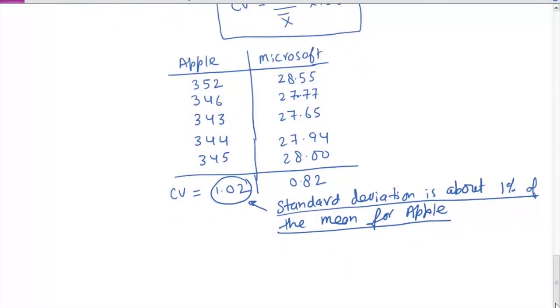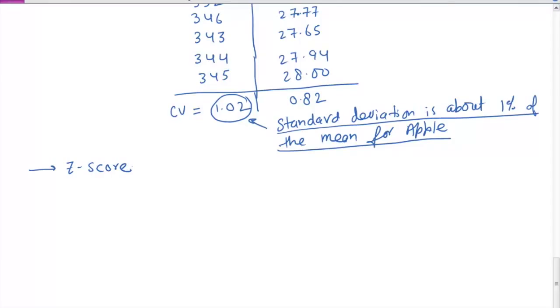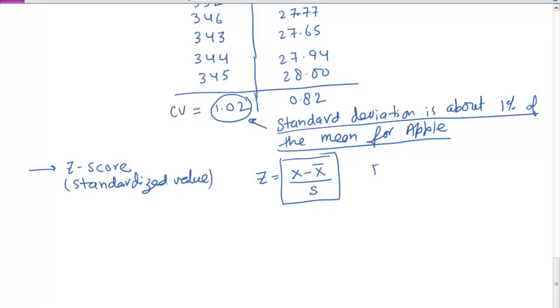Another numerical measure which combines X bar and sigma is z-score. This is also called a standardized value. The formula is given by z is equal to x minus x bar divided by standard deviation. By doing this calculation or transformation for z, you can say mean is 0. Mean is always 0. Standard deviation is always 1. So that's the property of z.